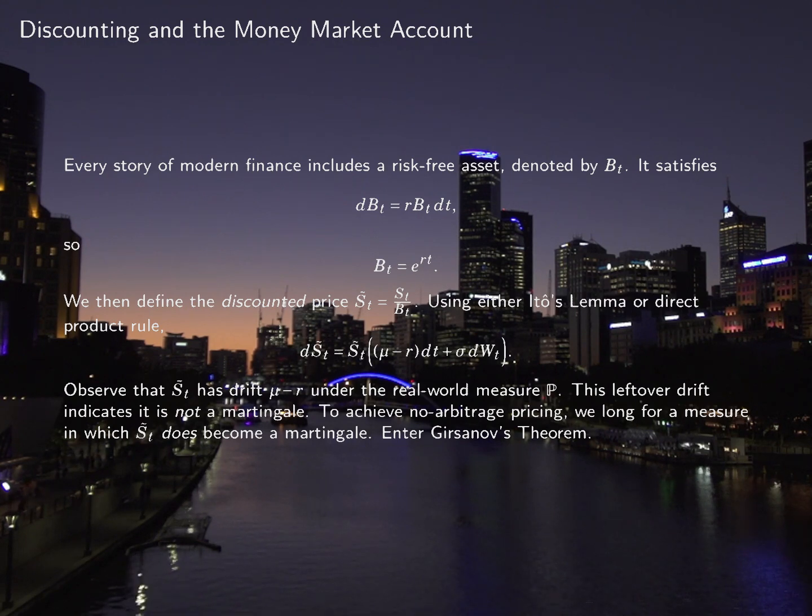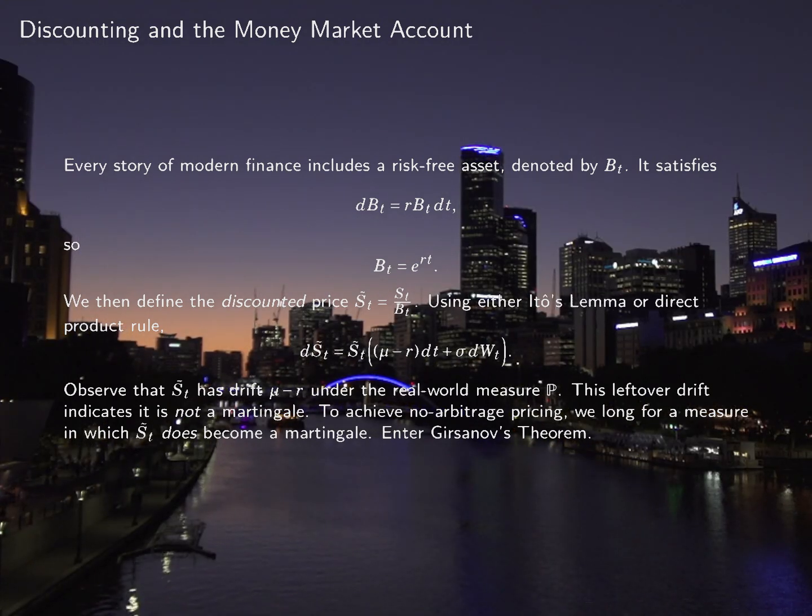To make comparisons easier between risky and risk-free assets, we define a new process, the discounted asset price. That's S tilde sub t equal to S sub t divided by B sub t. This tells us how the risky asset performs relative to the safe one. Now, when we apply Ito's lemma again, or use the product rule, we see that the discounted asset's evolution has a drift of mu minus r and volatility sigma. Said differently, under the real-world measure capital P, this discounted process still has a non-zero drift, and that's the problem.